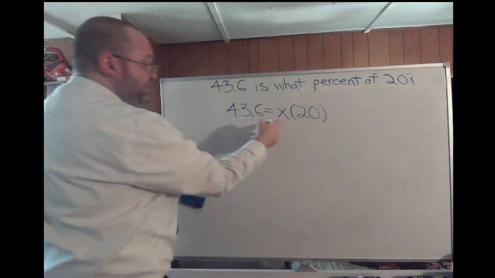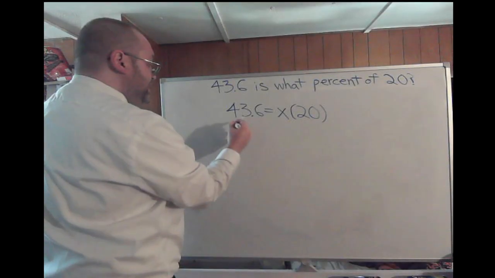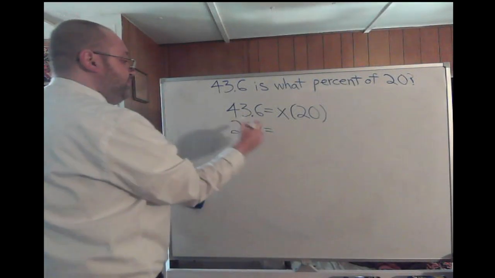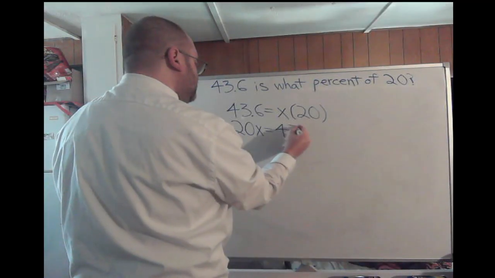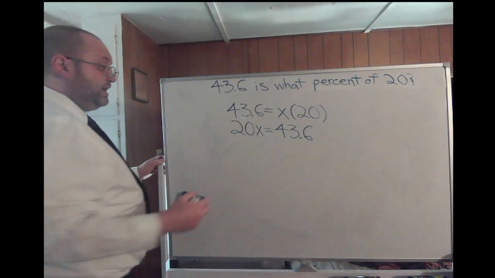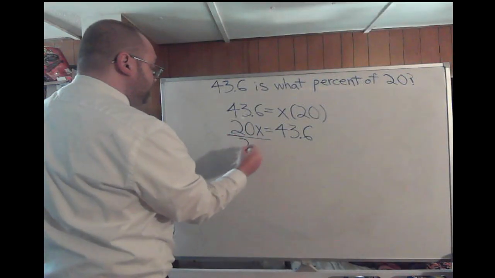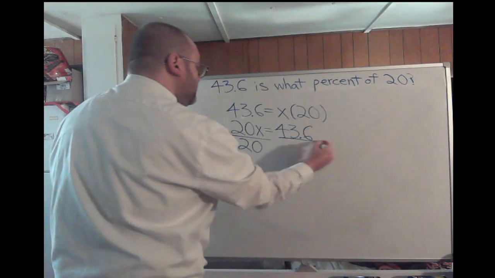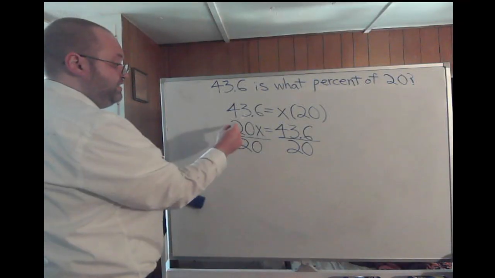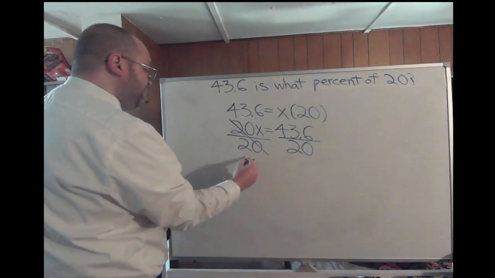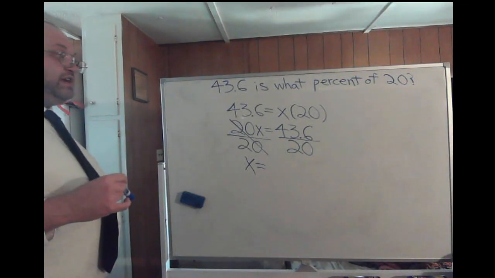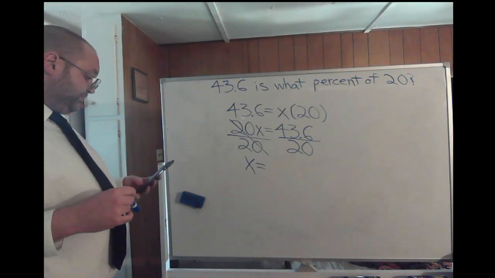So on the right side you'll have x times 20, that'd be 20x. I'm going to move that to the left side. You have 20x equal to 43.6. Alright, well we want to solve for x, you got to divide both sides by 20. Let's go ahead and do that. Left side is 20 divided by 20 cancels, you'll just get x. That's equal to whatever 43.6 divided by 20 is.